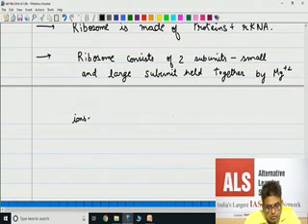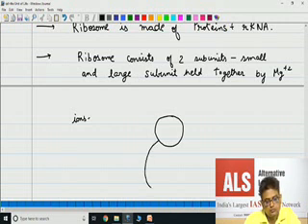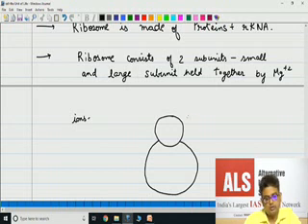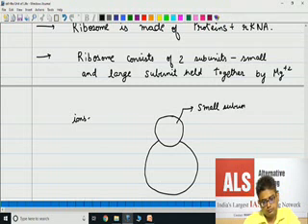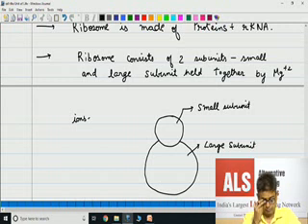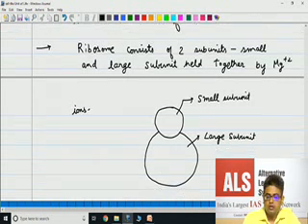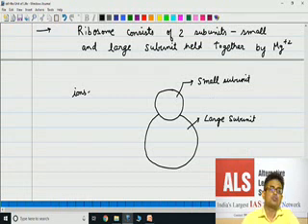Okay, so now you can draw it. There are two subunits, small subunit and the large subunit. So the small subunit, in the case of 70S ribosome, is made up of 30S particle, and in the case of the large ribosome, the eukaryotic ribosome, it is made up of 40S subunit.